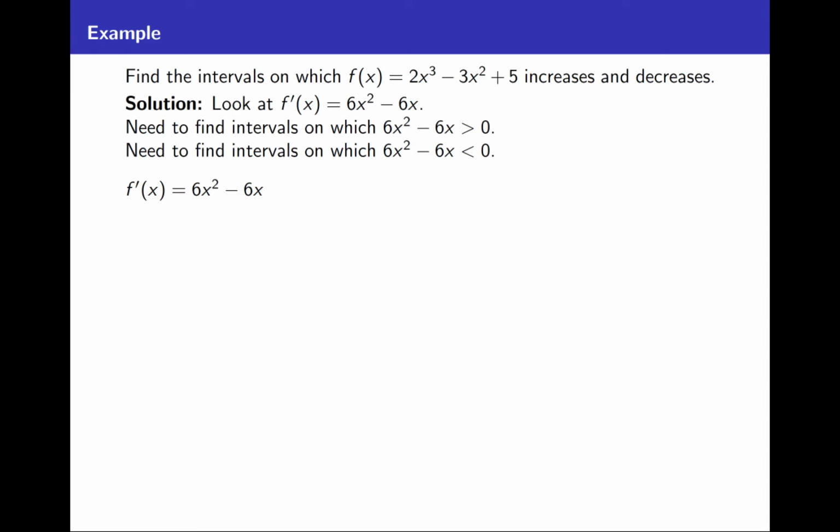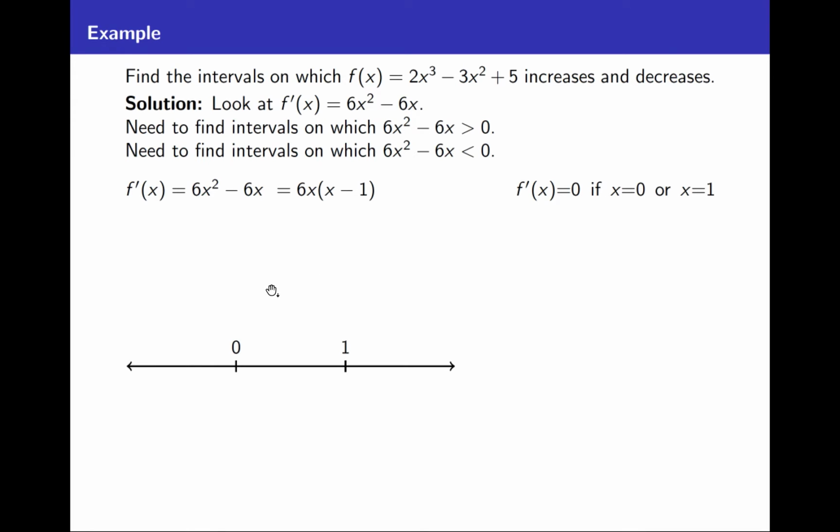One way to think about this is take that function f prime of x and factor it and look at the individual factors. F prime of x is 6x times x minus 1. And from that you can see that the derivative is 0 if either x equals 0 or x equals 1. So for those two values, 0 and 1, the derivative is neither positive nor negative, it's 0. So those are kind of special points, and let's plot them on the x-axis.